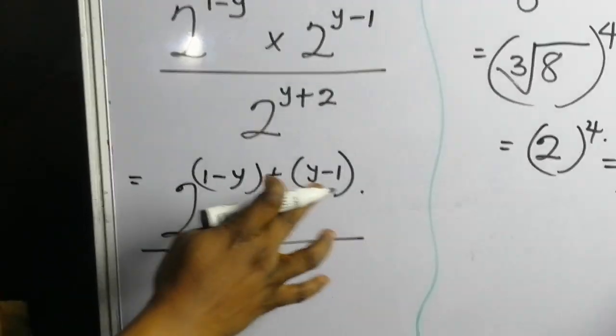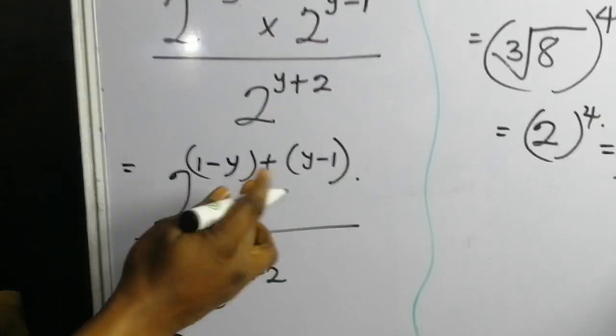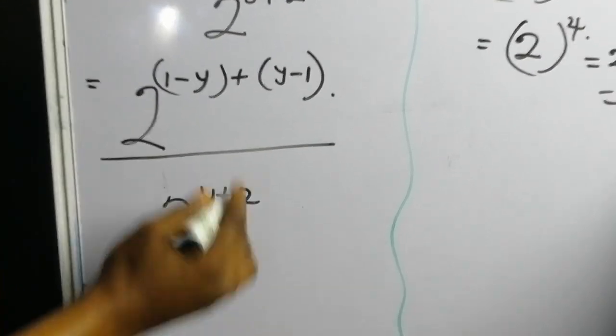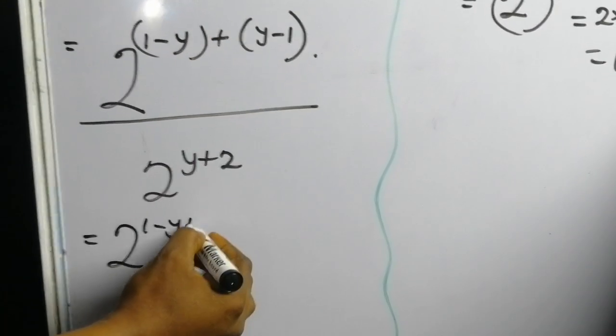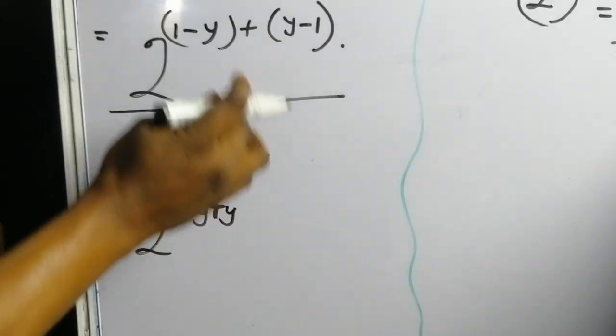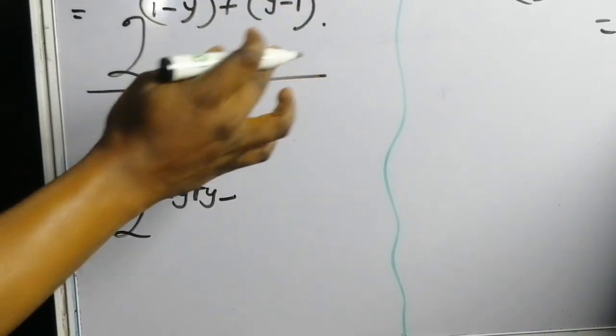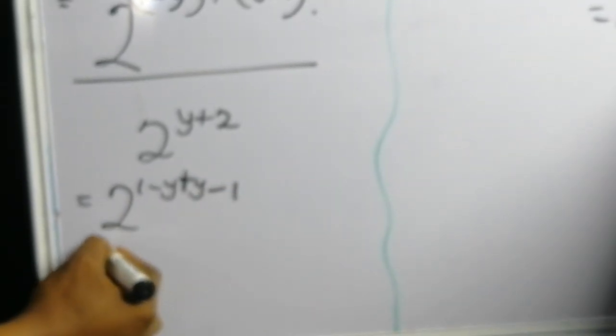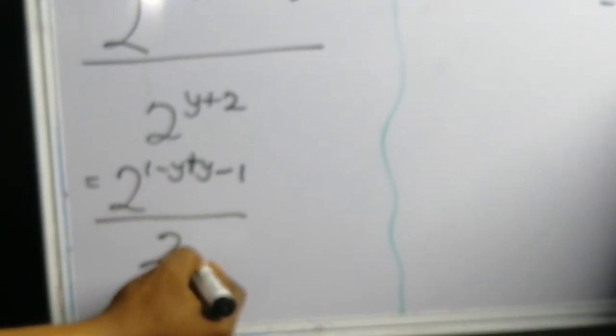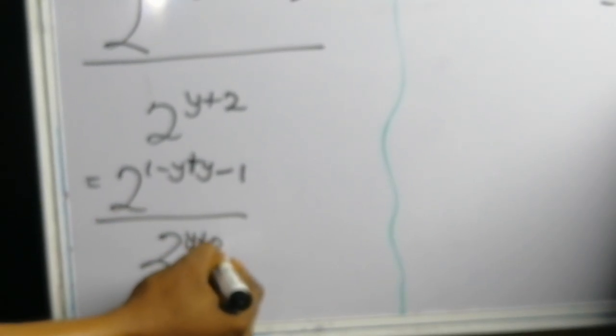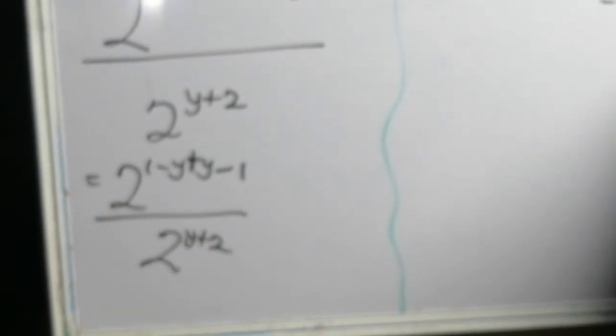So what do I do? I can expand this bracket at the power here. 1 minus y. This is plus, so it's still plus y. Now plus times minus is what? Minus. And then this is 1. You can still have your 1, all over what? 2y plus what? 2. So it's as simple as that.